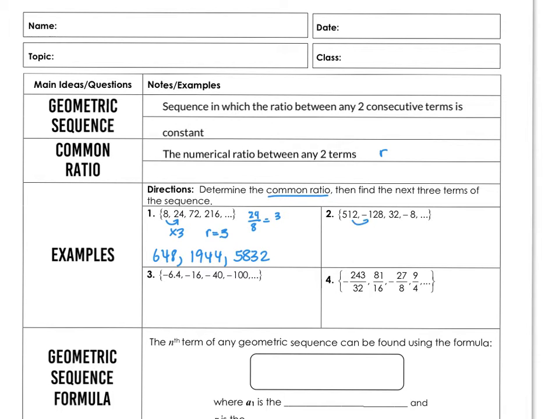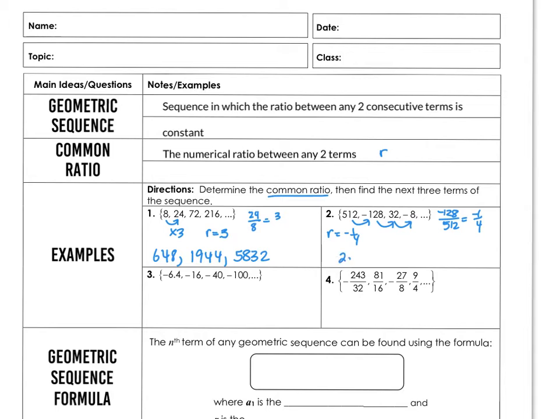Now on the next one, this is one that may be more difficult for you to see, which we can tell it's going down each time. And it's changing signs, if you notice. So if you don't recognize what they're doing, just take that second term, put it over the first term, and then simplify it, and it ends up being negative 1/4. So R is negative 1/4. So we're multiplying each one by negative 1/4, or we're dividing by negative 4, if you'd like to think of it that way.